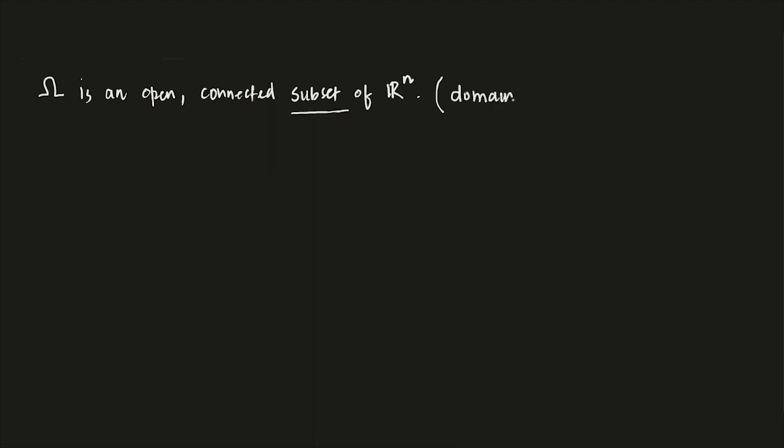Today we are going to talk about notations and some definitions which you are going to frequently use in this course. So first of all, let me begin by assuming that omega is an open and connected subset of Rn. Okay, so n will be the dimension, and whenever I say omega, just assume that omega is an open connected subset of Rn. Definitely omega can be Rn, but generally speaking it is a subset of Rn, and it is open and connected. We also call this set the domain.